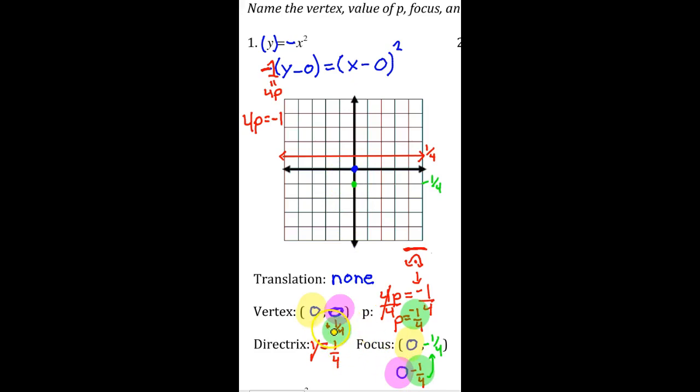To find the directrix, we're going to subtract. To find the focus, we will add. It just depends on which direction it's opening, up or down. All right, so lastly, we need to graph using our 4p value.